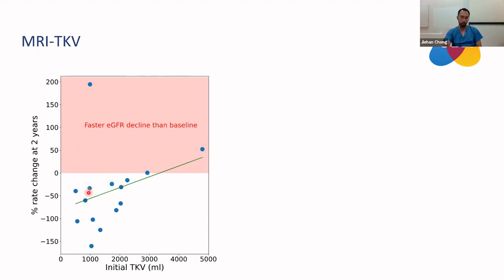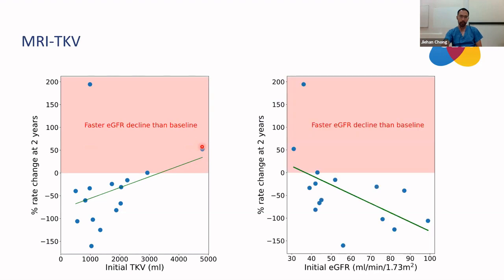And so the lower your point is on the y-axis, the better off you are in terms of treatment response, and the higher you are, the worse. And this graph suggests to us that the higher your initial TKV, the worse your treatment response. This isn't a huge surprise because we know that TKV is associated with disease progression, and patients with more advanced disease do have a worse response to Tolvaptan.